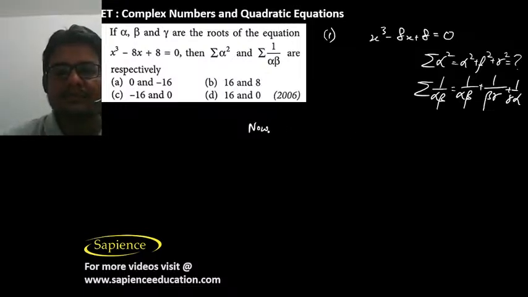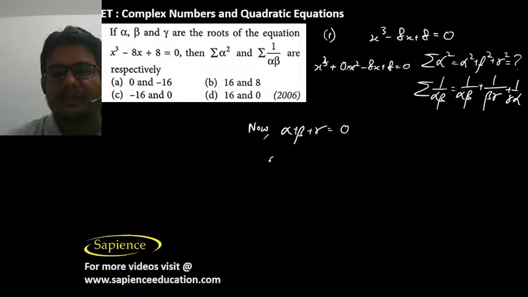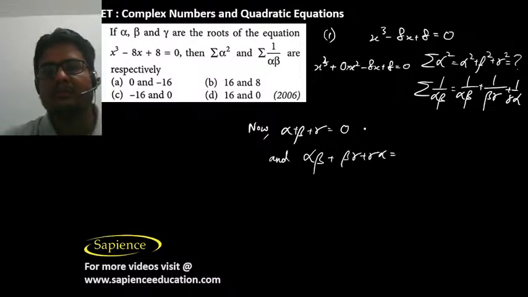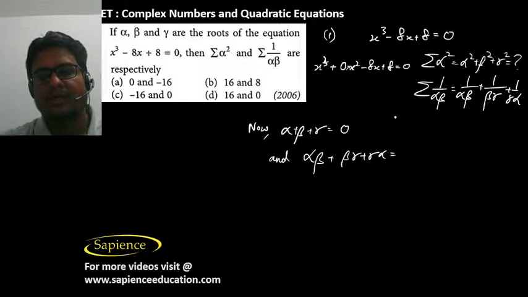So now here we can say that this is x cube plus 0 into x square minus 8 into x plus 8, that is equal to 0. So it means sum of the roots is equal to 0 here, and product of the roots taken 2 at a time, alpha beta plus beta gamma plus gamma alpha, is equal to c by a, that is minus 8, and the product of the roots alpha beta gamma is minus d by a, that is minus 8.